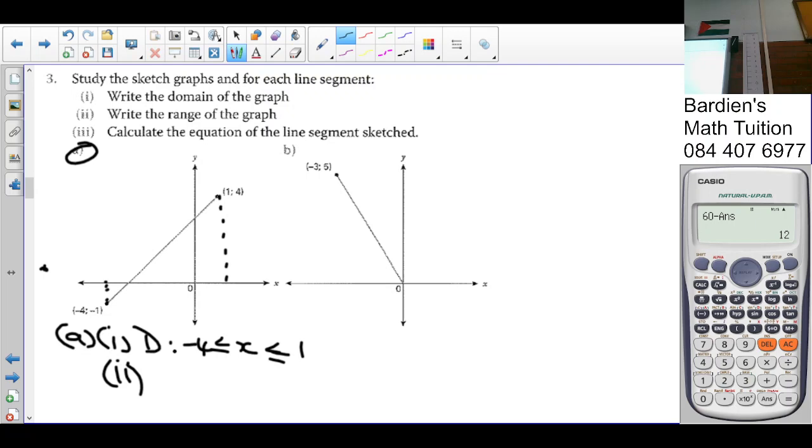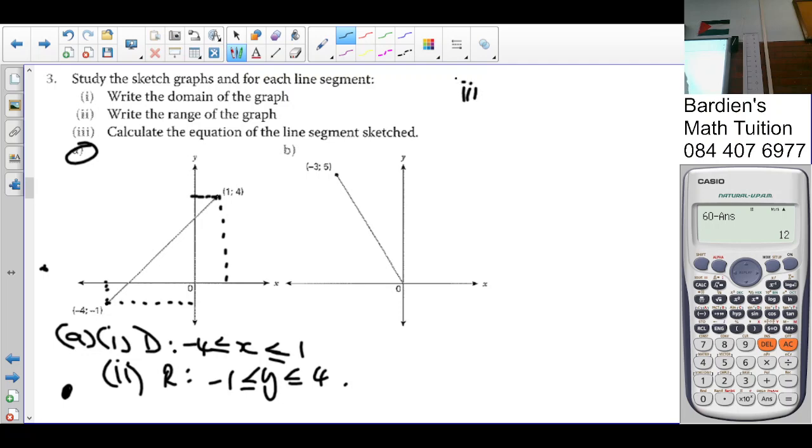Number 2, write down the range of the graph. What is range? All possible y values. So does this graph exist at negative infinity? No. Where does it start existing? Negative 1 till 4. So the range is y is greater than or equal to negative 1, but less than or equal to 4.